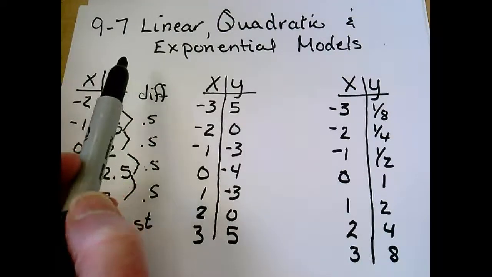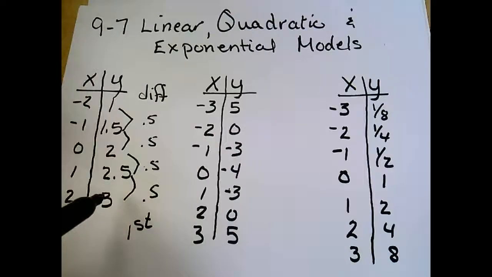9-7 Linear, Quadratic, and Exponential Models. We have three different sets of points listed here. We can tell which type of model they fit under by finding the difference.